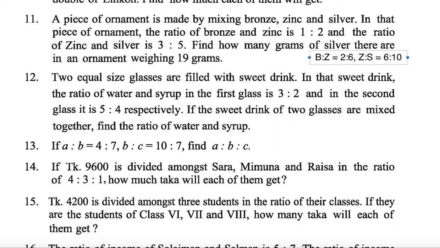What is the continued proportion? 2:10. This is the continued proportion. Last one is silver. How many grams of silver are there in an ornament of 19 grams? There is the 18, no? 10 by 18, 10 by 18 into 19. Those many grams of silver is there.